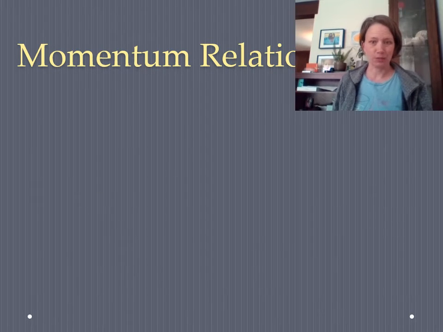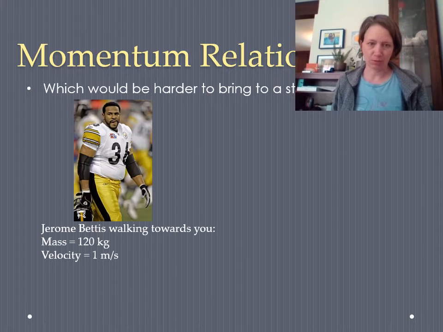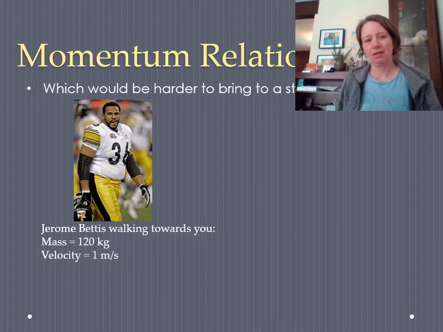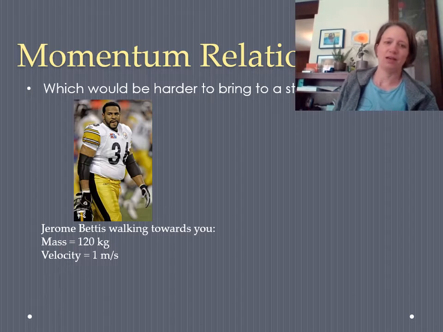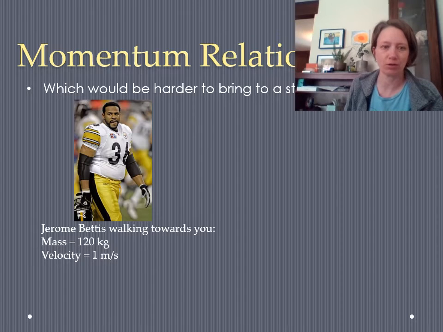So here's a second thought experiment for momentum relationship number two. Which of these two objects would be harder to bring to a stop? This is Jerome Bettis. He is a football player from my era, known as the Bus, and he was a running back that was really amazing in the league. The first object is Jerome Bettis walking towards you. He has a mass of about 120 kilograms and a velocity when he's walking of 1 meter per second.